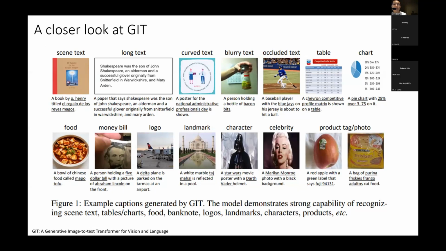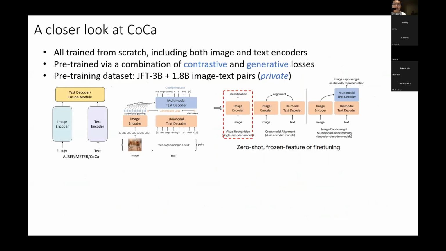So as you can see, the model can automatically detect the scene text, long text, curved text, blurry text, occluded text, and also it can recognize the contents inside the table and the chart. The model can also recognize food, such as mapo tofu, right? And also money, bill, logo. And the model, no, this is not just a plane, but it's a dataset plan. Yeah. And also landmark, character, celebrity. So the model not only knows this is a woman, but more importantly, the model knows this is Marilyn Monroe, automatically. The model can also do product tag and photo.